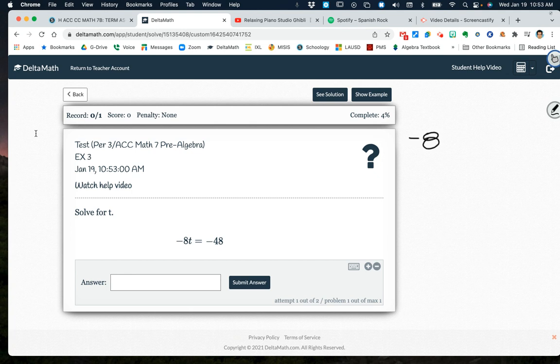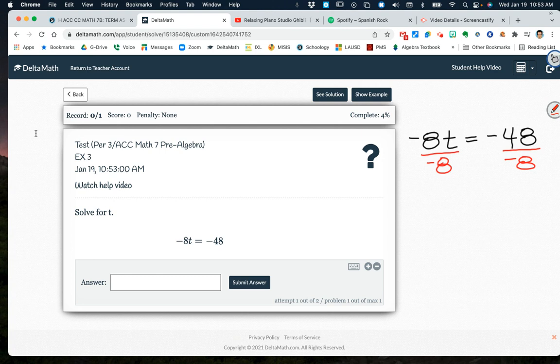-8 multiplied by t equals -48. Okay. So here's my first question. -8t equals -48. What is my coefficient? -8. So guess what I'm going to divide by? Negative 8. That very exact same number down to the sign.